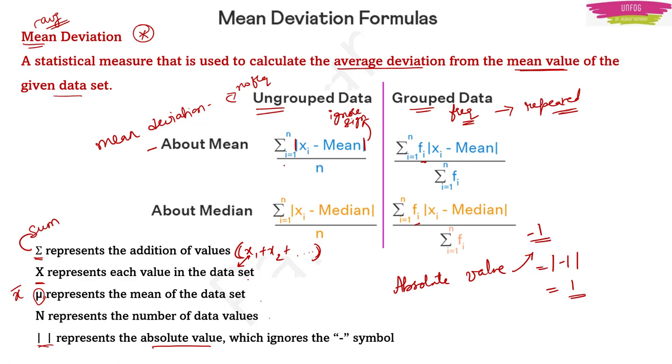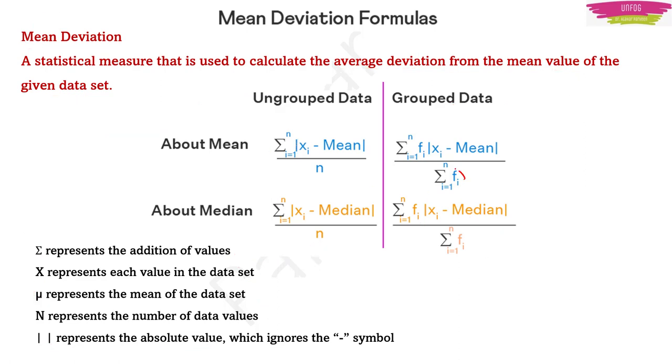Now, the other thing I was telling is, in ungrouped data you will not have frequency. In grouped data, you multiply frequency with the same formula. For mean deviation about mean, you use mod of xi minus mean by n. Here you have frequency. The same happens for median also. You don't have frequency in median. This is finding mean deviation about median. Likewise, you can also find mean deviation about mode. At that time, in place of median, you will have mode. That's all. So these are the formulae.